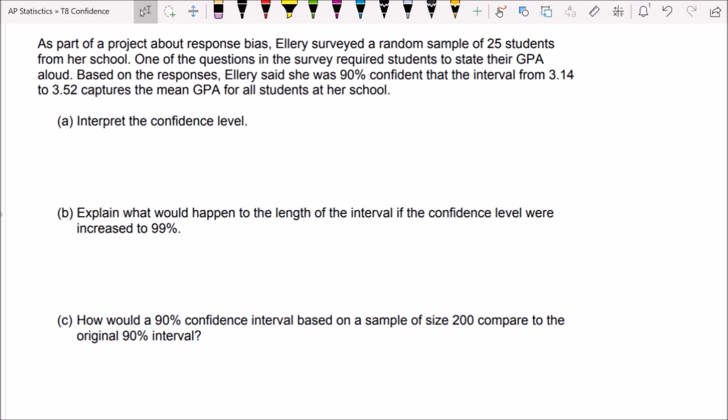We need to first explain what would happen to the length of the interval if the confidence level were increased to 99%. So remember, with an increasing confidence level, we have to increase the width of our interval so that we are basically upping the likelihood of capturing the true mean in this case. Okay, so it would get wider. Another way of saying that is that the margin of error would increase. In our next video, we'll learn how to calculate the margin of error, but we can already see that the confidence level is part of that calculation.